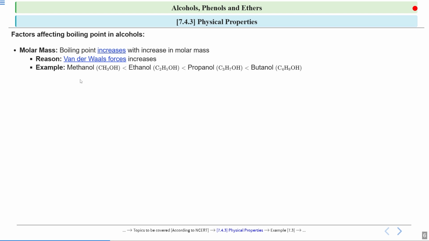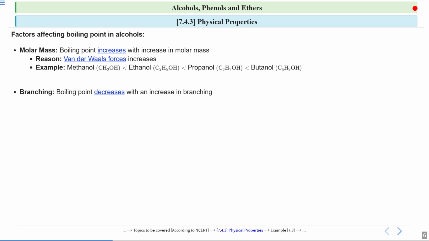So since butanol has the highest molar mass in these 4, the boiling point of butanol will be higher. Then comes propanol, then ethanol, and then methanol. So this is the trend: butanol, propanol, ethanol, and methanol. So if different compounds are given to you and it is asked about the boiling point, then you can calculate their molar mass, and whichever has the highest molar mass, its boiling point will be most.